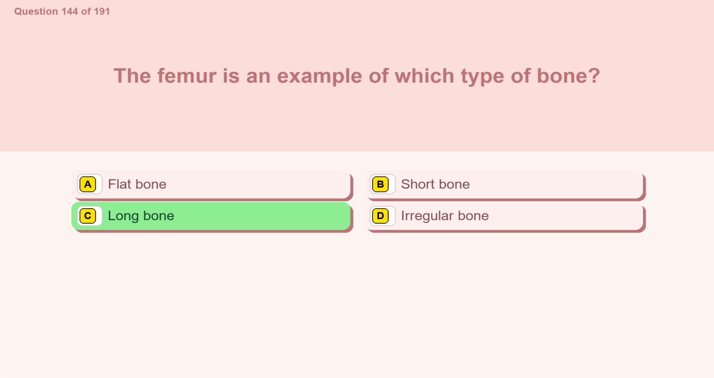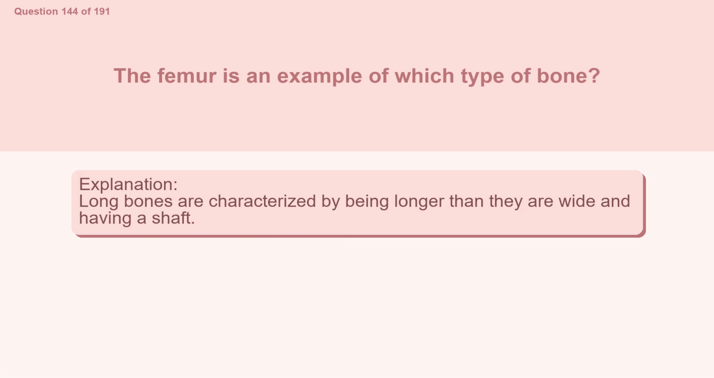The correct answer is option C, long bone. Long bones are characterized by being longer than they are wide and having a shaft.